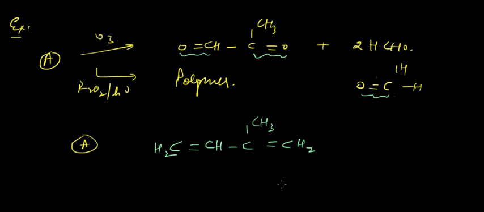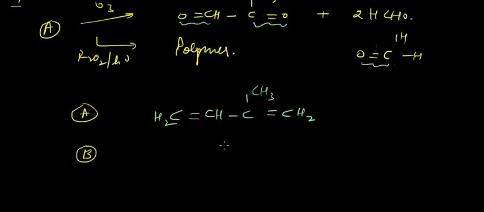Okay, and product B would be nothing but, obviously you can have a polymer of it, and we'll have something like n. Okay, so this is product B.